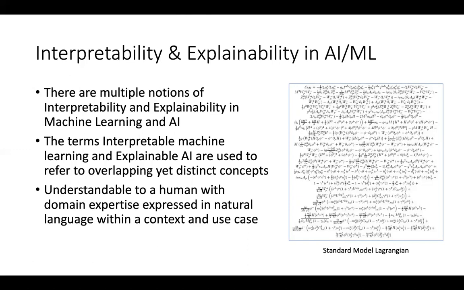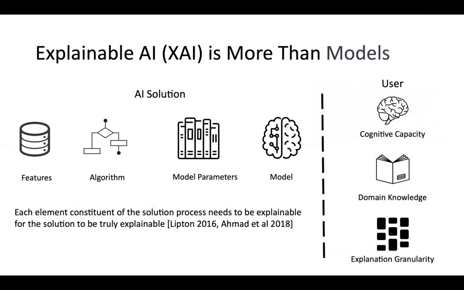So for example, if you look at this equation on the right, the standard model Lagrangian, and you show this to a physicist, she may say that, well, my 4-year-old could understand this, but for the majority of us computer scientists, it may just be a group of Greek symbols. So context, domains, and application matter.